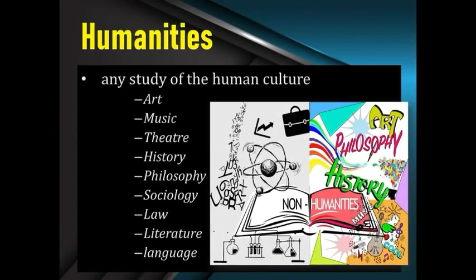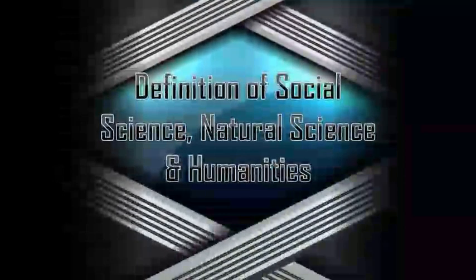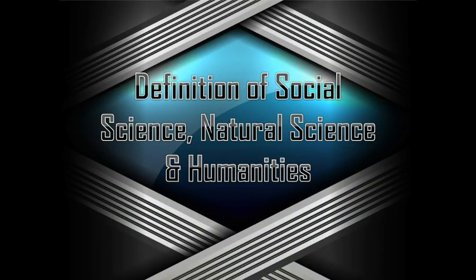Humanities are defined as any study of the human culture. They include the study of art, music, theater, history, philosophy, sociology, law, literature, language, basically anything having to do with human experience. And the humanities are mankind's attempt to answer the questions: what does it mean to be human? And what is the meaning of life? Well, let's take a look at the definitions of the aforementioned disciplines of science.